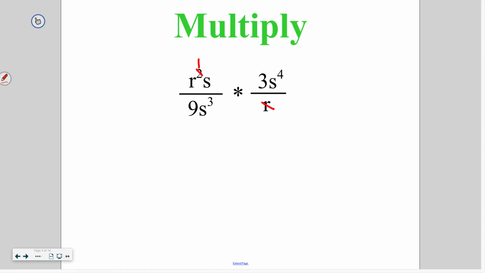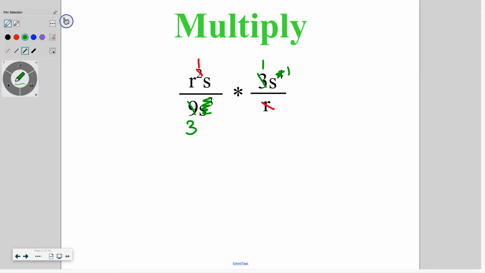Then I'm going to look at the other diagonal. I've got numbers first, 9 and 3. Both of those can be divided by 3, so the 3 goes to a 1, and the 9 goes to a 3. Then I'm going to look at my variables. I have 4 s's and 3 s's. I can cancel out 3 of those s's and be left with 1 in the numerator.